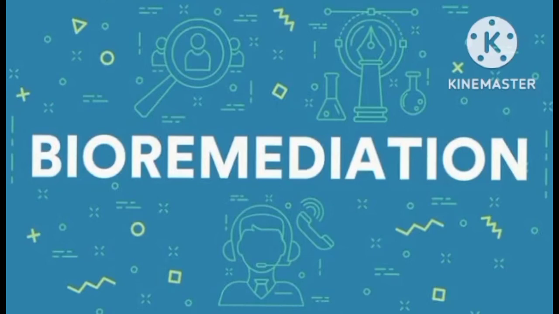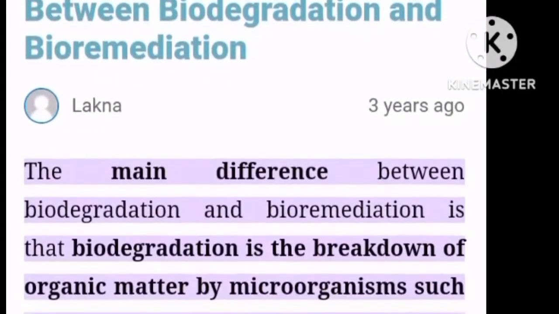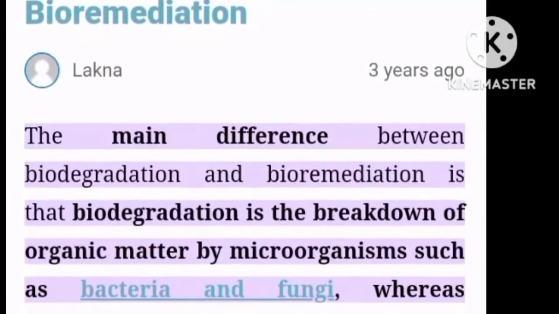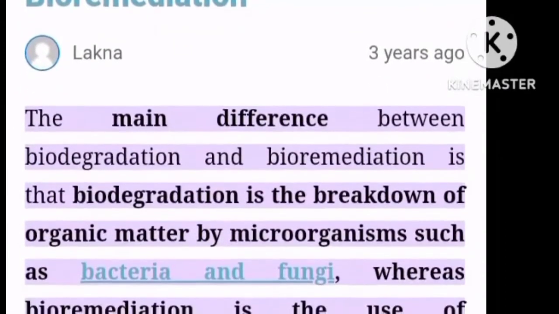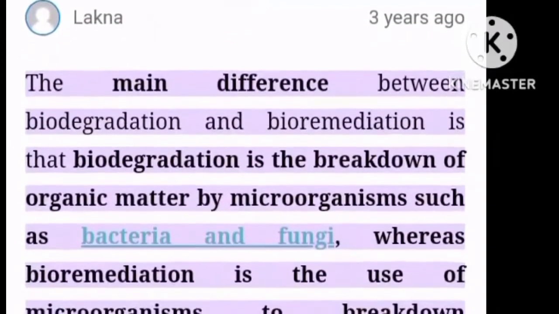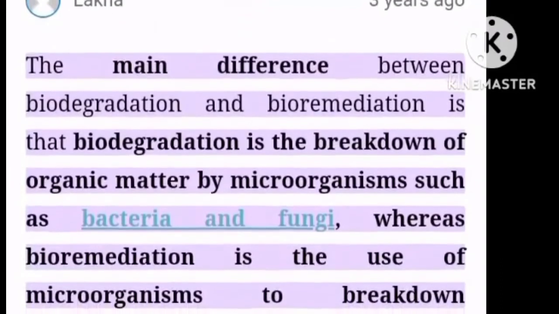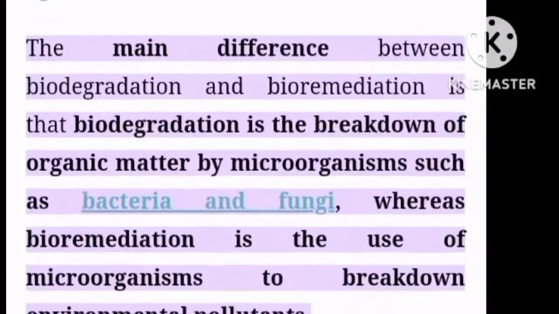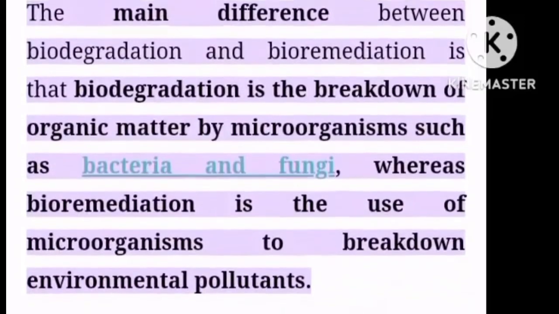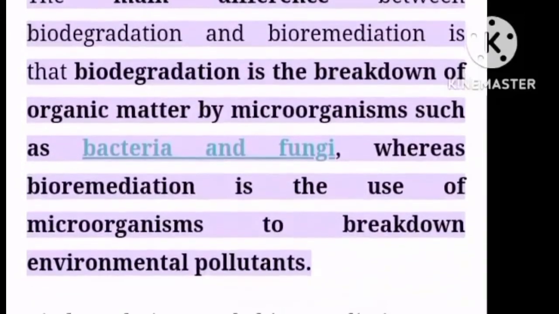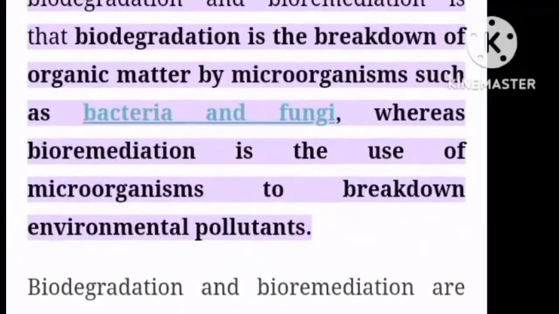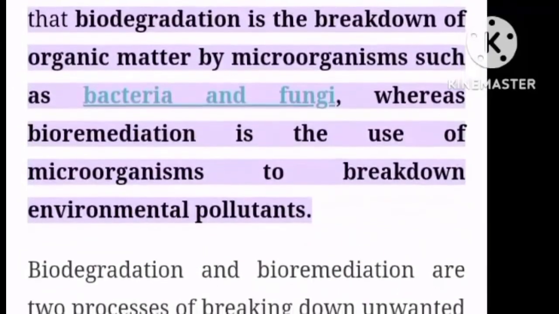What is the difference between biodegradation and bioremediation? The main difference is that biodegradation is the breakdown of organic matter by microorganisms such as bacteria and fungi, whereas bioremediation is the use of microorganisms to break down environmental pollutants.